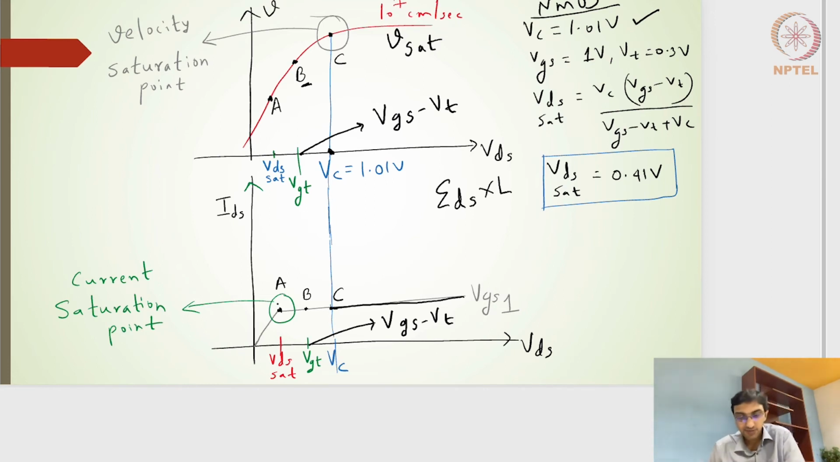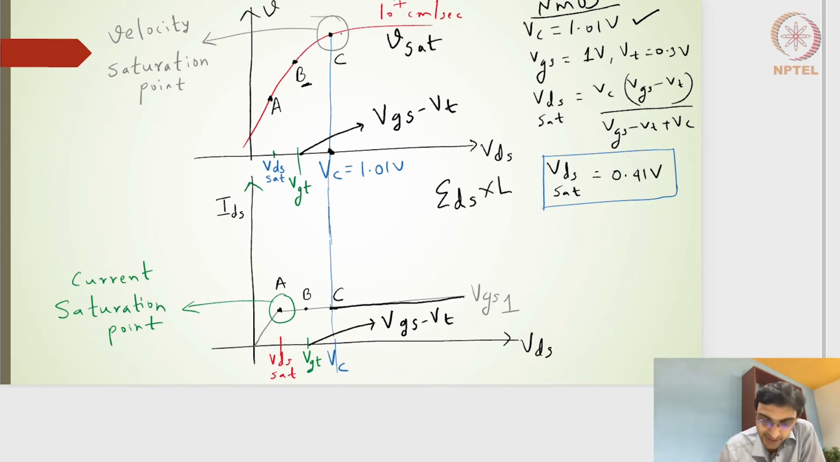Now it is very interesting to see here that the velocity saturates at point C. The current also saturates at point C. Right, so that is very self-intuitive to understand. Once the velocity saturates, I think the current also saturates.